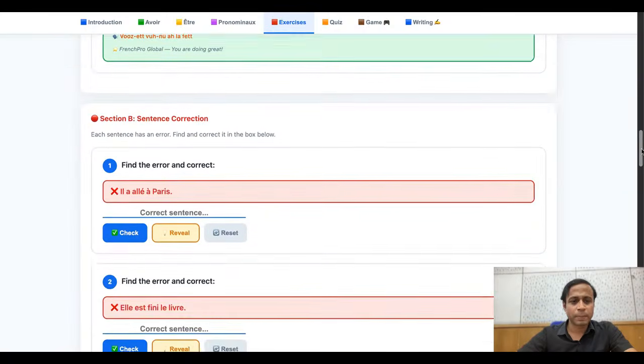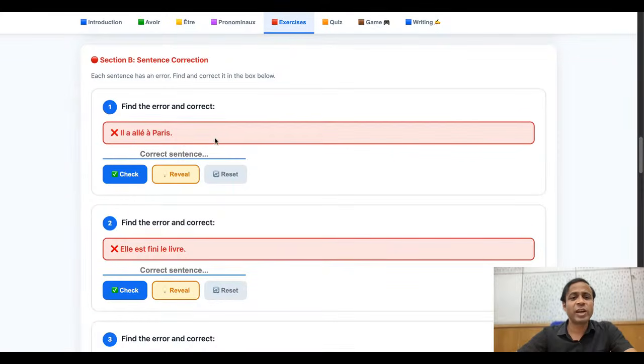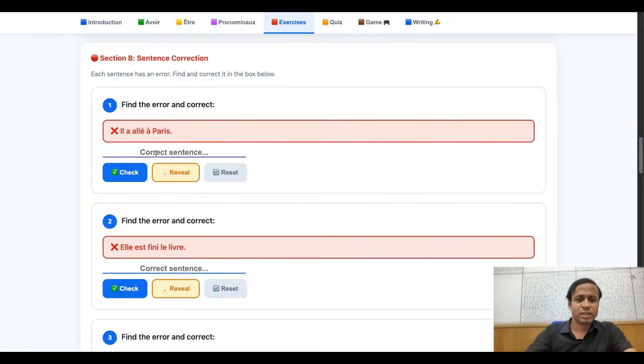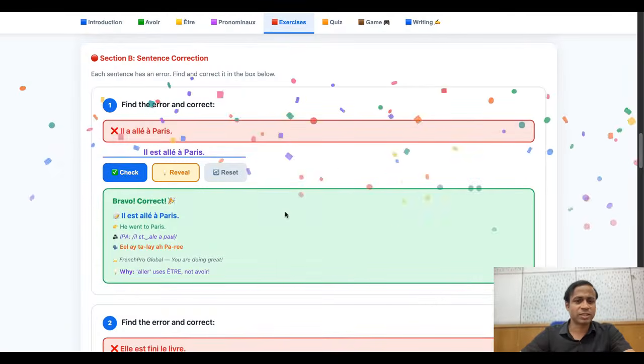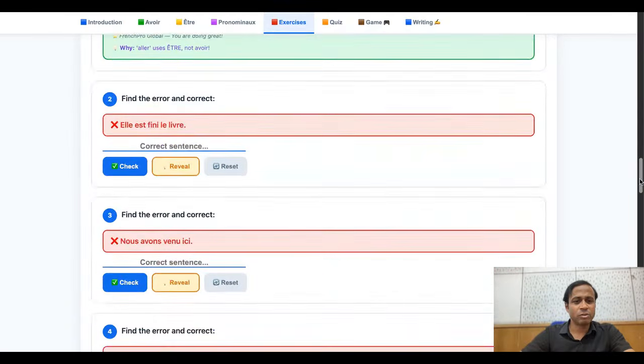Okay, now section B. In section B you have to find the error and correct. You have to give the correct answer. Okay, il a ale a pari. What is the right answer? Il e ale a pari. Fine. This is right. Your answer is the same. Il e ale a pari. Yes, this is correct.